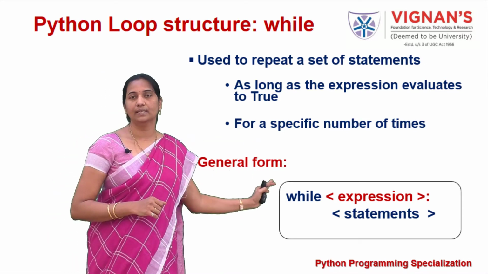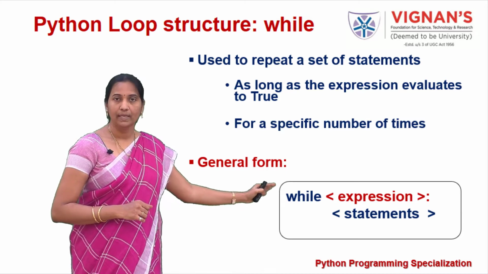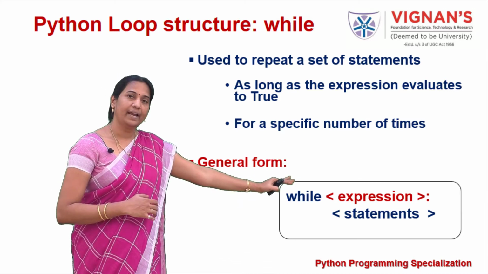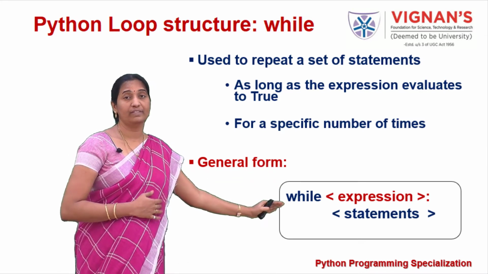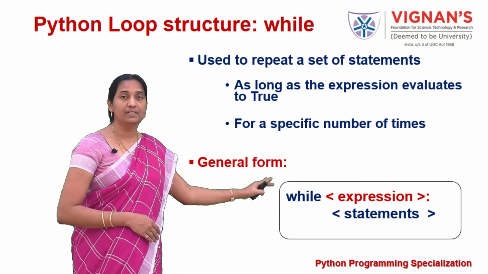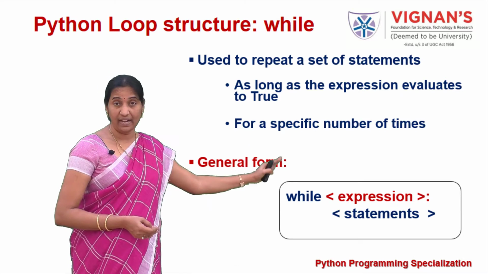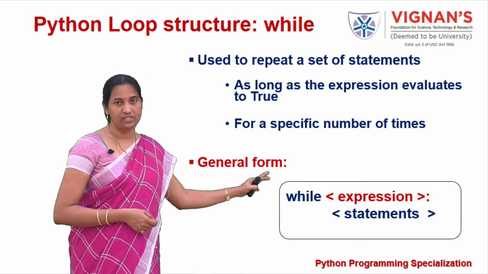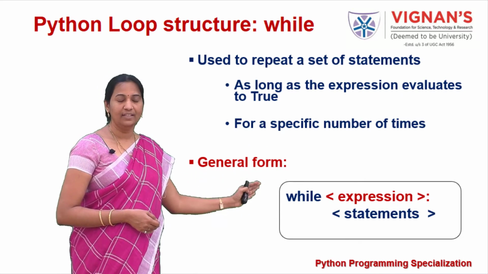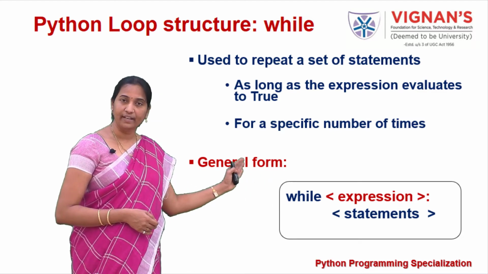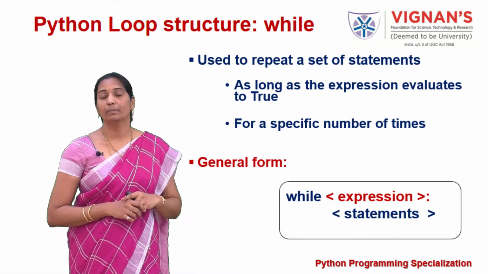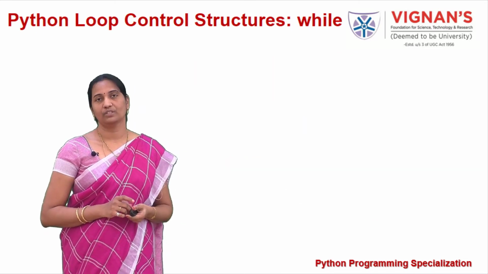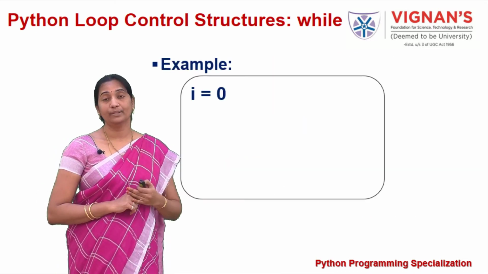If you consider the working of the while loop, first the expression is evaluated, and whenever it evaluates to true, the statements that are part of the while loop are executed. This is repeated as long as the expression evaluates to true, and once the expression evaluates to false, the statements placed as part of the while loop are no longer executed, and the remaining statements continue for execution. Now let's see an example that uses the while loop.